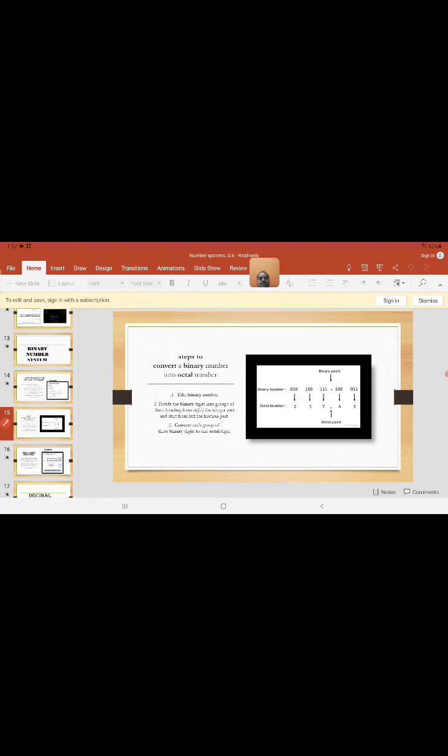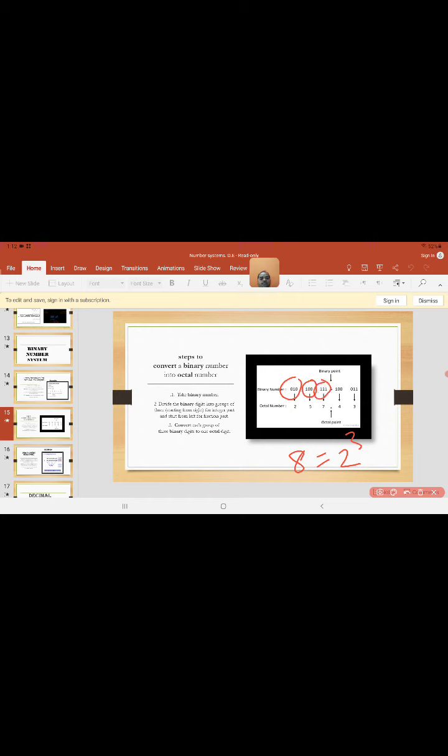Now, how to convert a binary number into an octal number. For example, a binary number is given with base 2, and we have to convert it into an octal number, that is base 8. We already know that 8 is 2 power 3. That means we can group 3 binary digits as one group.